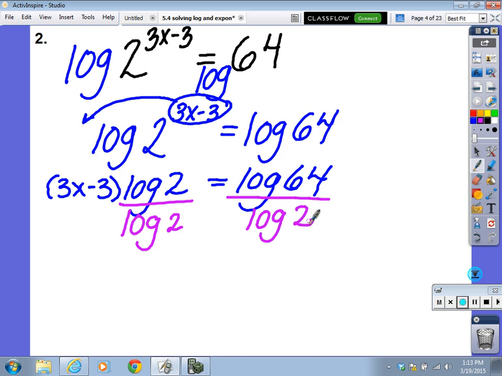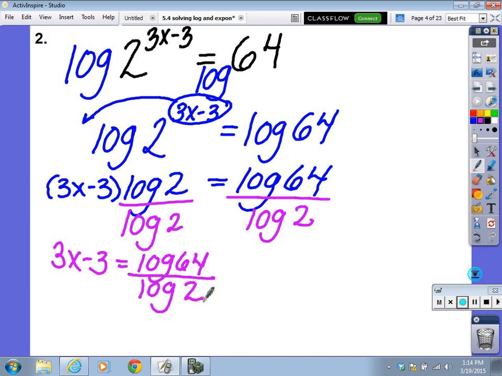So on the left here, I have 3x minus 3, which is equal to log of 64 divided by log of 2. Questions up to here? We're just solving for x piece by piece, so it's going to test a lot of our algebra skills. Now from here, we're just going to solve for x piece by piece. There are a few different ways of doing it because you've got to do it in the correct order.